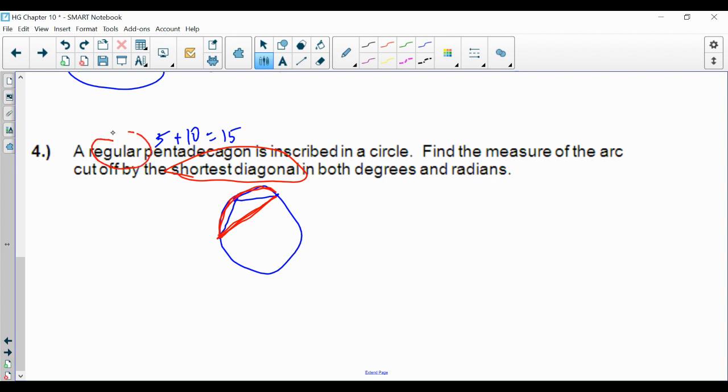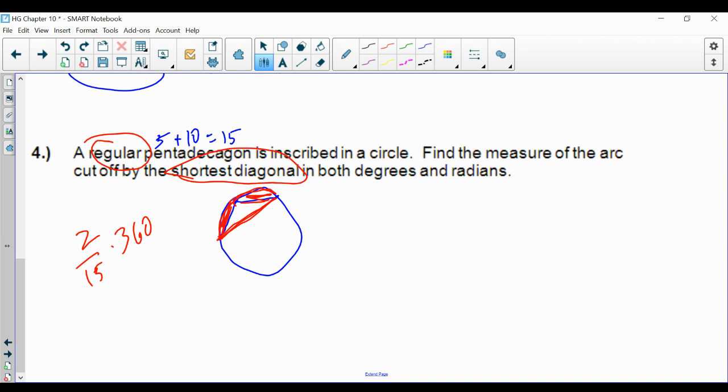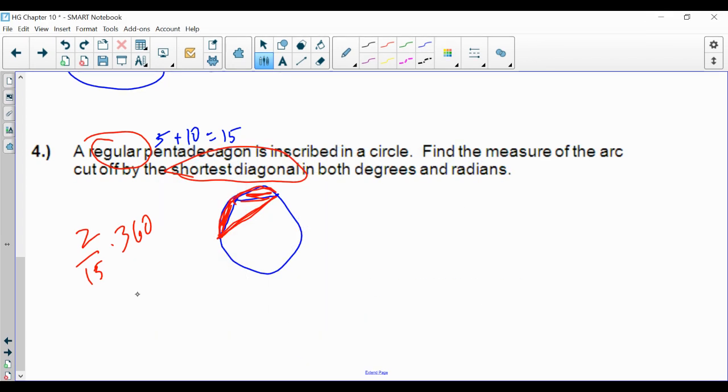Now, the important thing is that it is regular, which means each of these parts is 1/15 of a circle. We want 2 of them, so we do 2/15 of a circle. We know a circle is 360, so 2/15 of 360 is 48 degrees. Now, 48 degrees is obviously our answer in degrees.